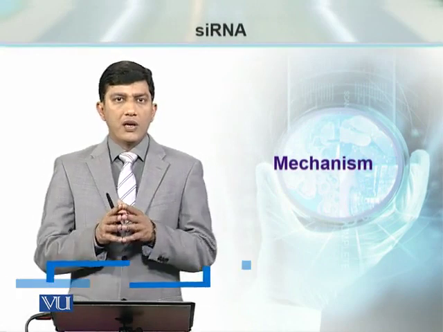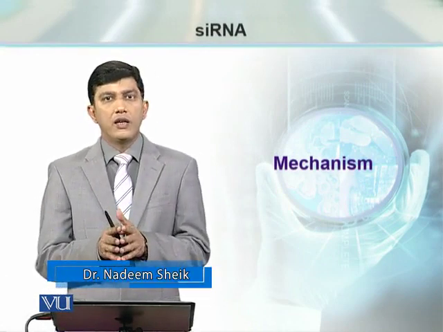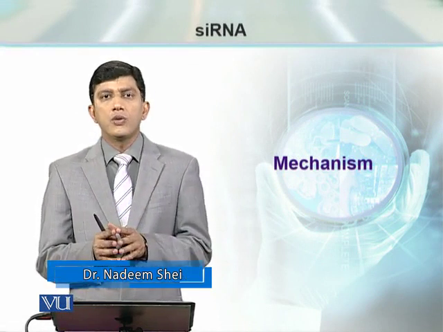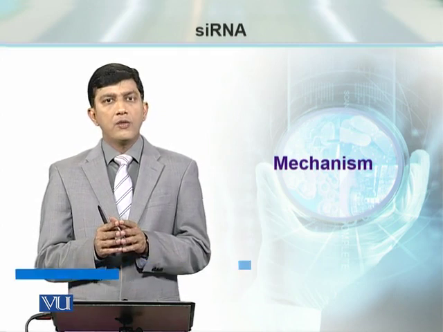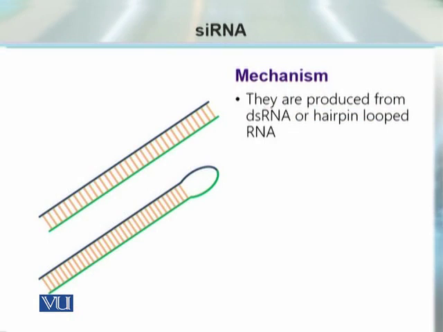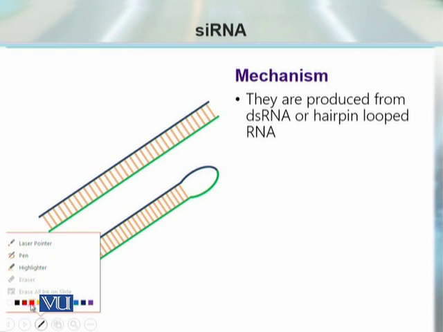Now we will talk about the mechanism of siRNA action. When siRNA enters into the cell, how does it perform its function? When we take the siRNA, it is mostly made available as a double-stranded long molecule of RNA, 500 base pairs, or in the form of a hairpin loop molecule, a double-stranded molecule that has a hairpin loop at one end.